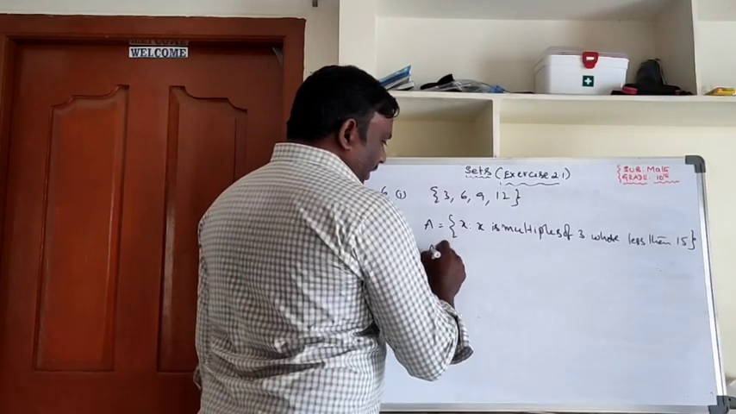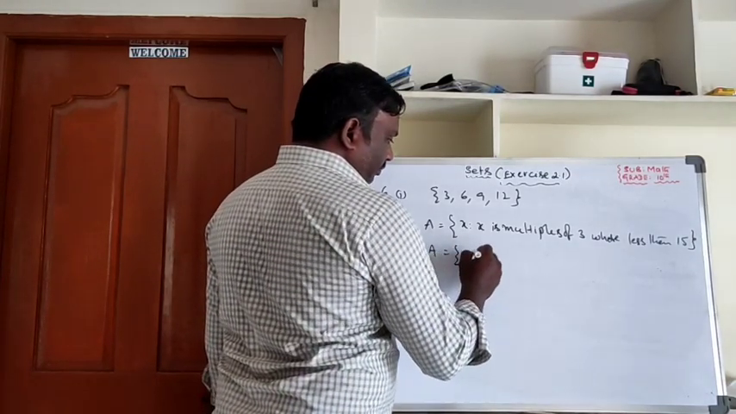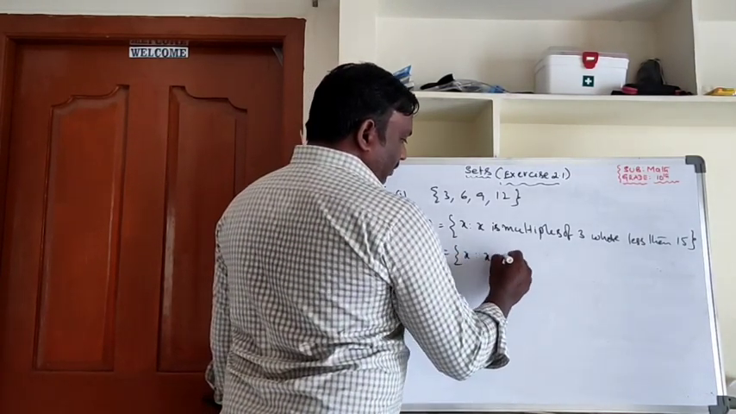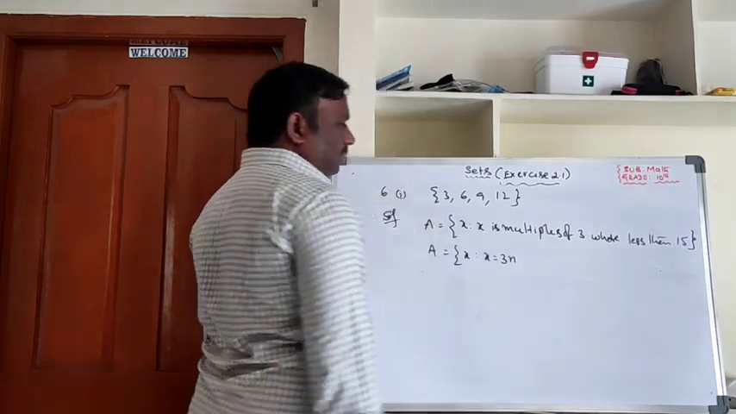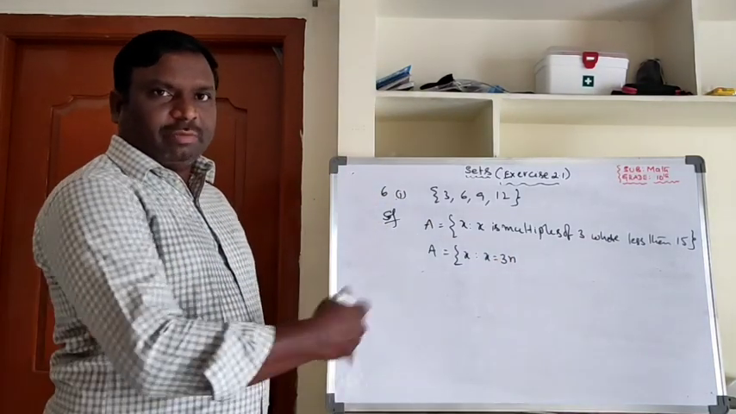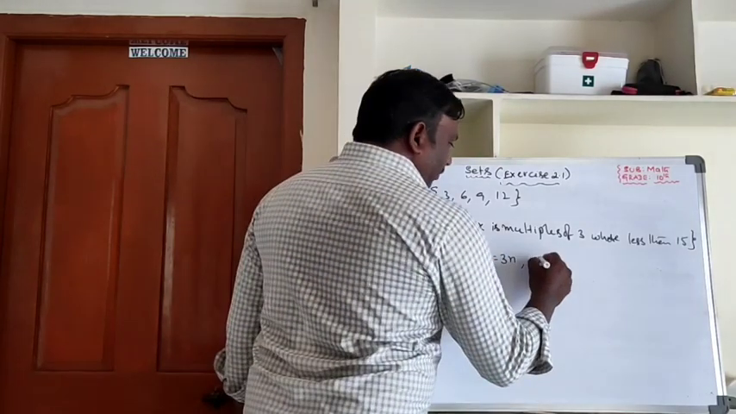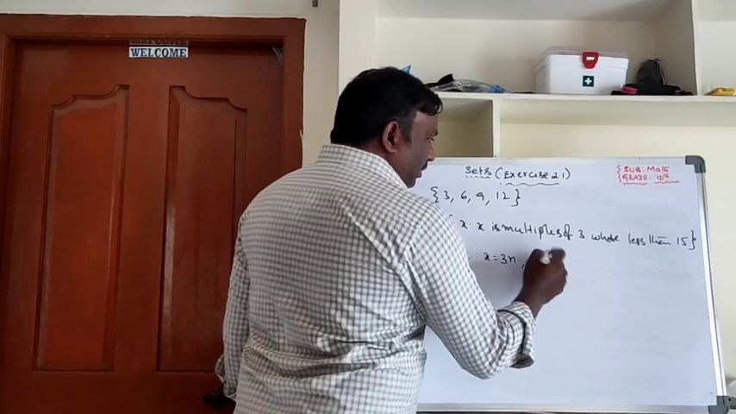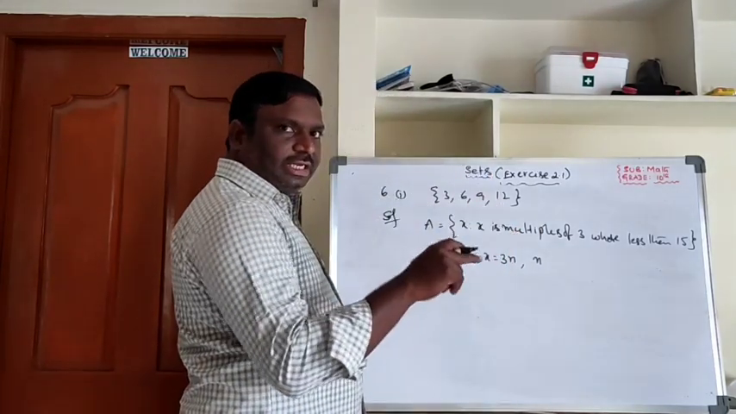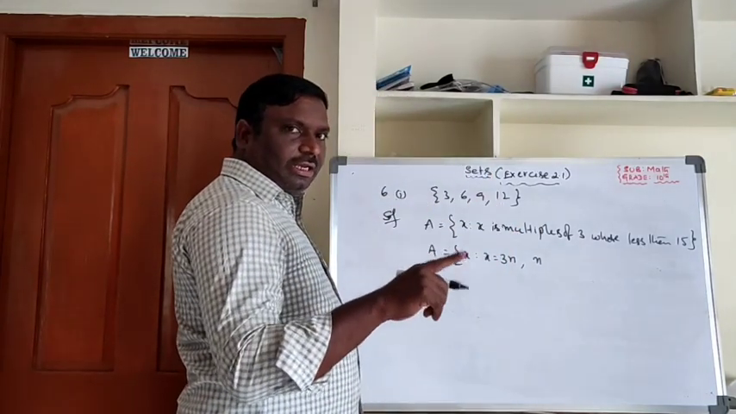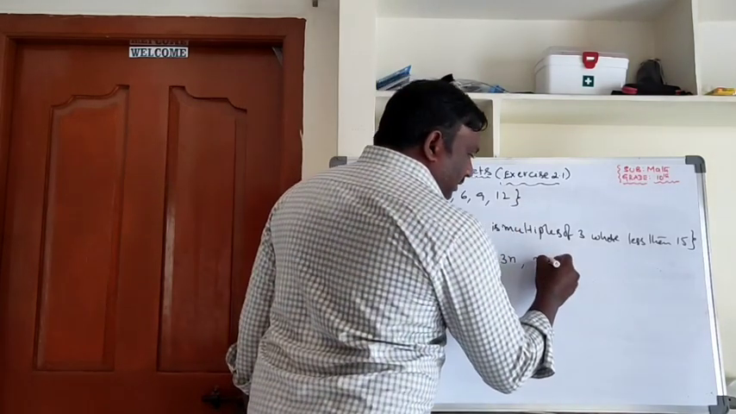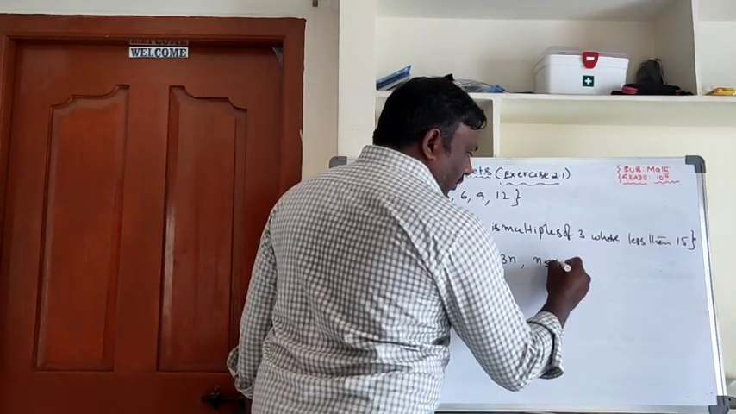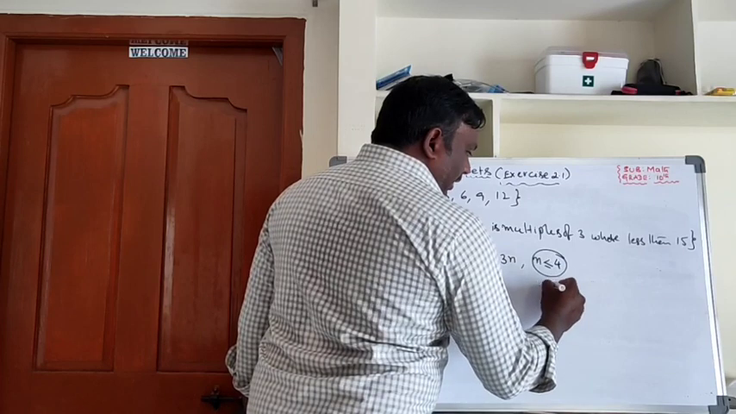Or sometimes we can write X such that X is equal to 3n. These are multiples of 3, so we have to decide 3 ones, 3 twos, 3 threes, 3 fours, up to 3 fours only. We have to decide n up to 4. We can write n less than or equal to 4, or n less than 5.